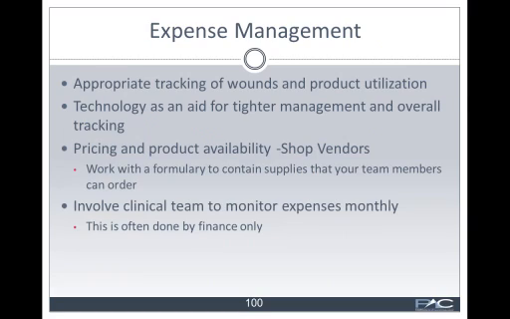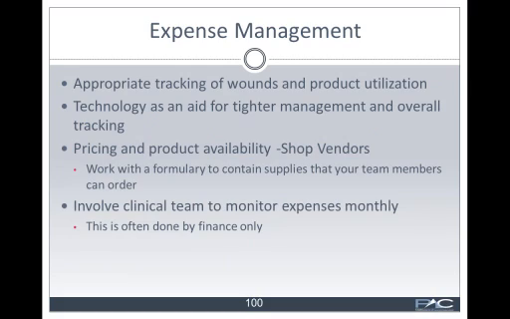Okay, so, the expense management side, I've seen a lot of facilities that do a great job with reimbursements, getting paid appropriately, understand their wound products, what's available, but they don't monitor their expenses very well. So that's something you need to look at very closely. Make sure you have a formulary and that your staff are aware of the formulary and you're consistent, again, with your wound products.